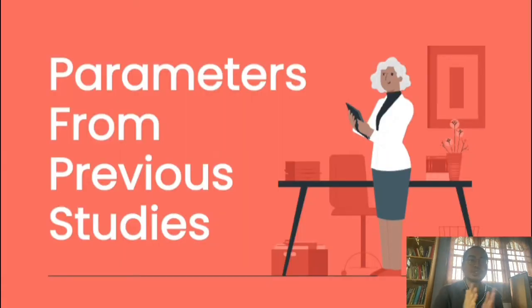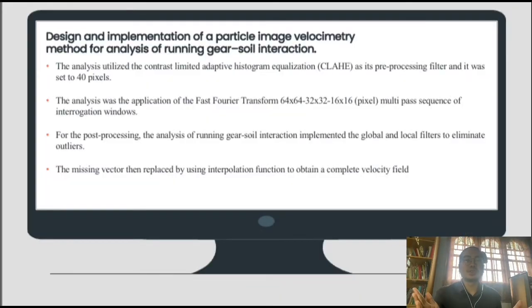PIVlab has been used by researchers as the open source PIV software for the analysis of running gear soil interactions. The analysis utilizes contrast limited adaptive histogram equalization, or CLAHE, as its pre-processing filter, and it was set to 40 pixels. It was discovered that using a CLAHE filter with filter sizes of 20 and 40 pixels reduced the mean square error.